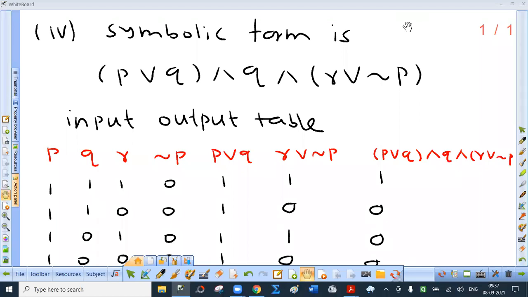Now, fourth one, this is not at all difficult. This is series combination of first one, two switches in parallel. Second is S2 and third is two switches in parallel. So it is P or Q in bracket and Q, and now S3 or S1 dash. Now S3 means R or S1 dash means not P.